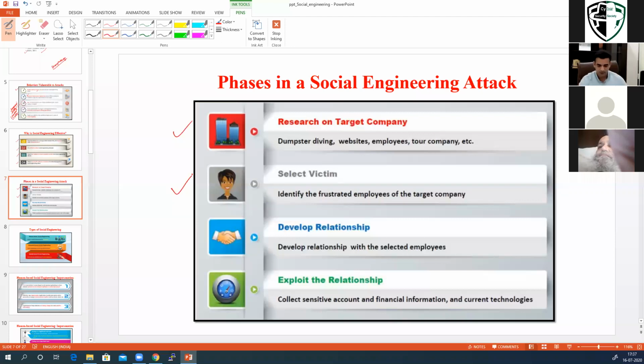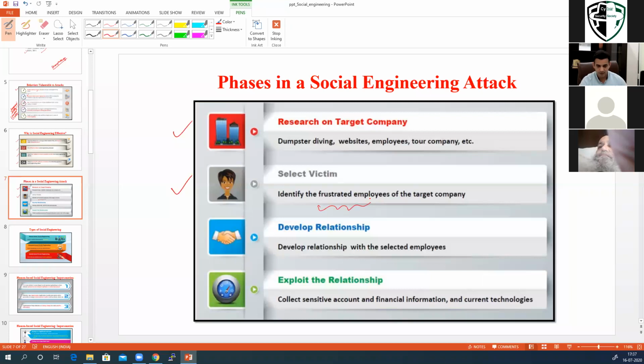Second, select the victim or select the target. What happens in this phase of selection? Attackers select the target among other employees of the organization. Basically, a frustrated target is more preferred, as it will be easy to reveal information from him.